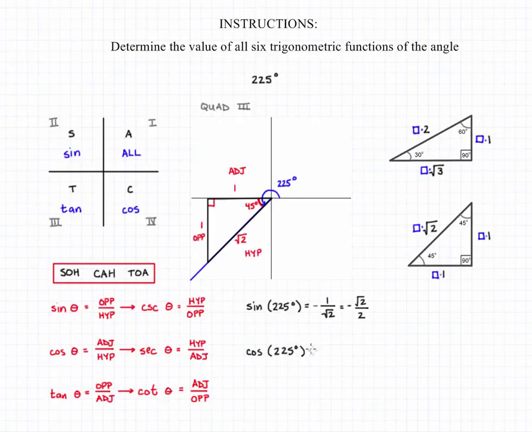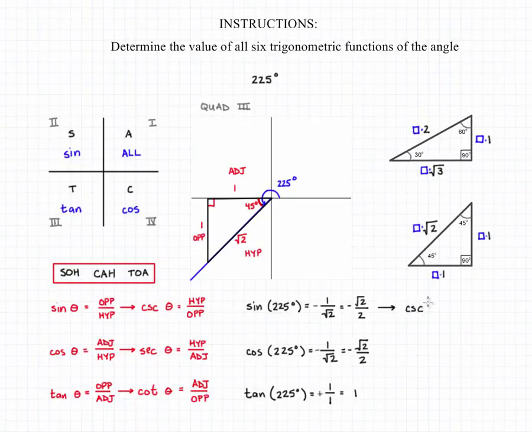Now the cosine of 225 degrees is going to equal the adjacent over the hypotenuse, 1 over the square root of 2. And cosine is also negative in the third quadrant, so we have to negate it, and when we rationalize it, we get the same value, negative root 2 over 2. The tangent of 225 degrees, on the other hand, is going to be the opposite over the adjacent, 1 over 1, and tangent is positive in the third quadrant, so that simply ends up being a positive 1.